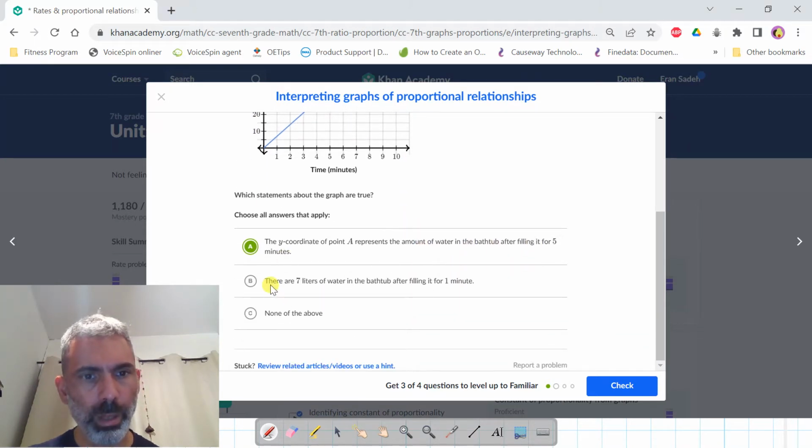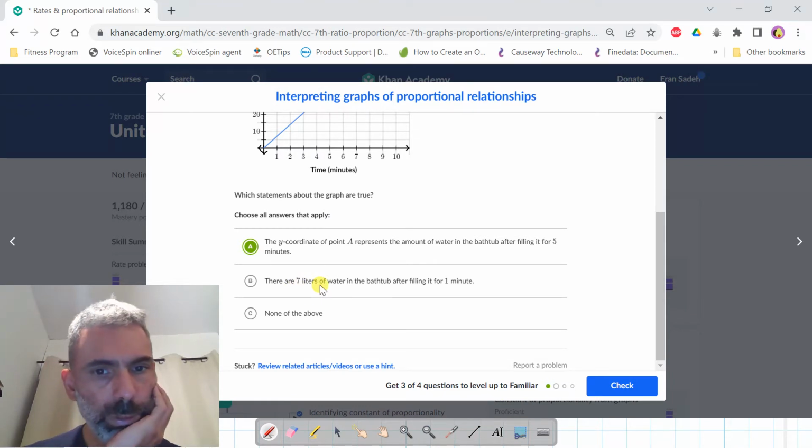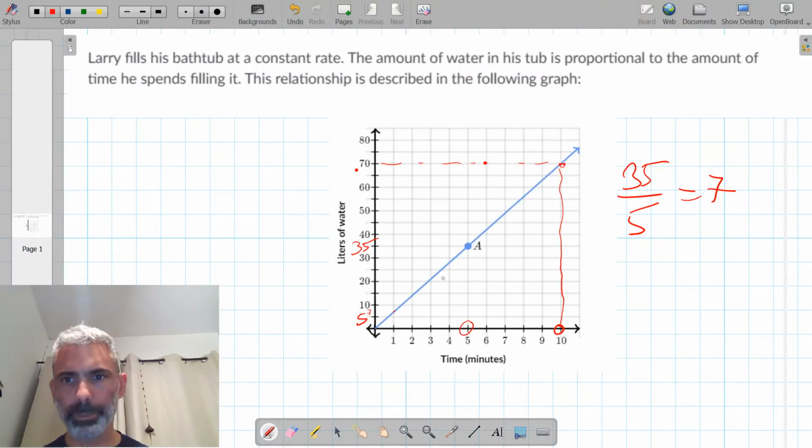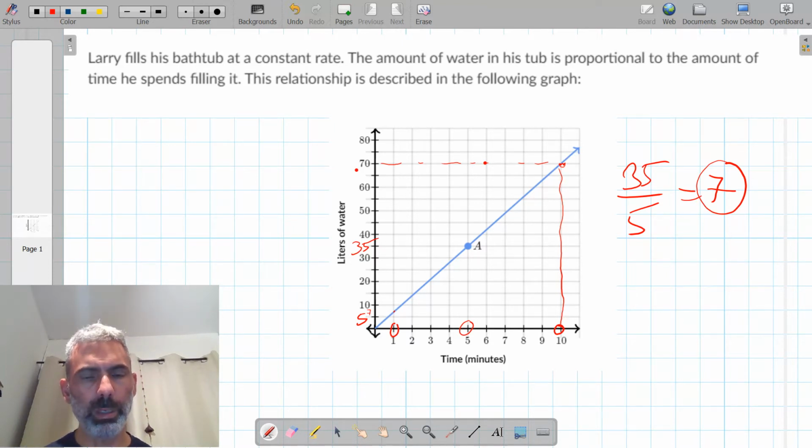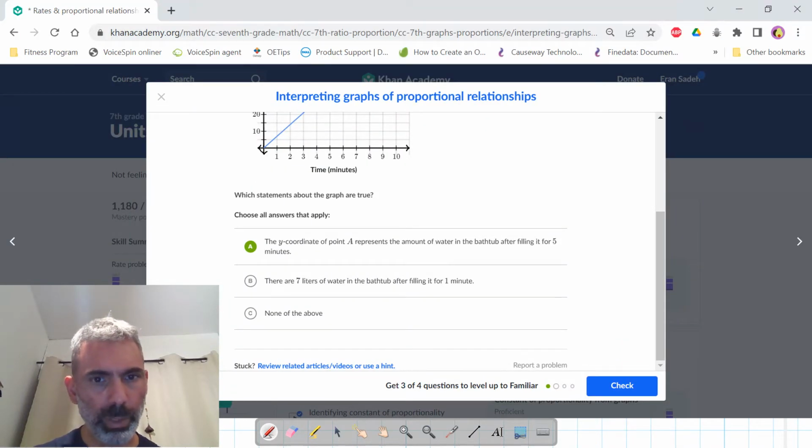Okay. There are 7 liters of water in the bathtub after filling it for 1 minute. Yeah. Because if we know that this is the K, it means that for each minute we fill the tub with 7 liters. So there are 7 liters of water after that. Yeah. So B is also correct.